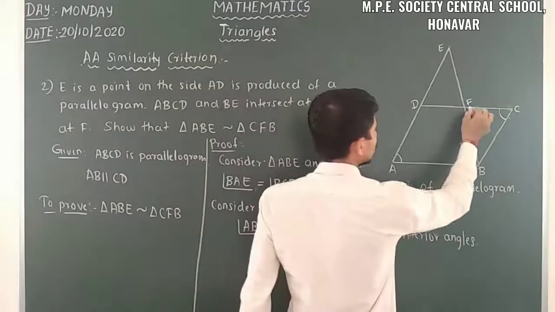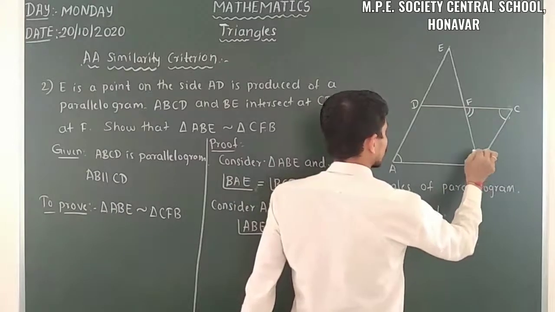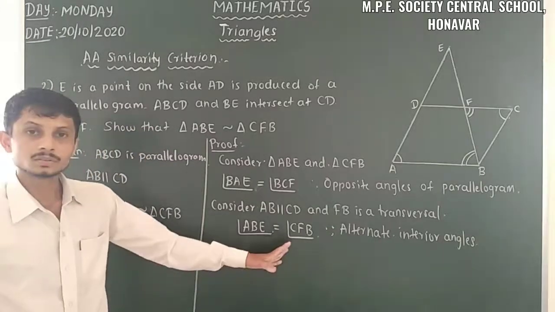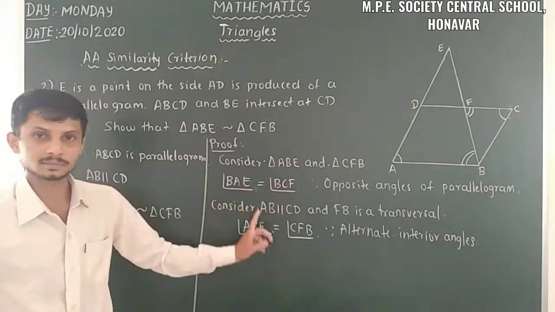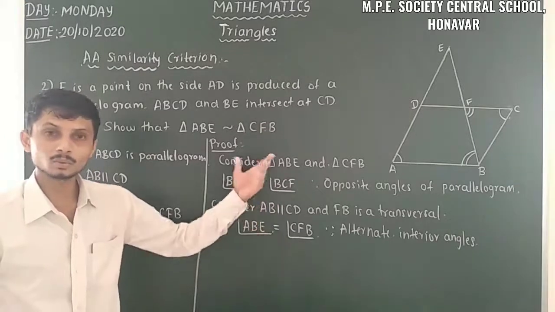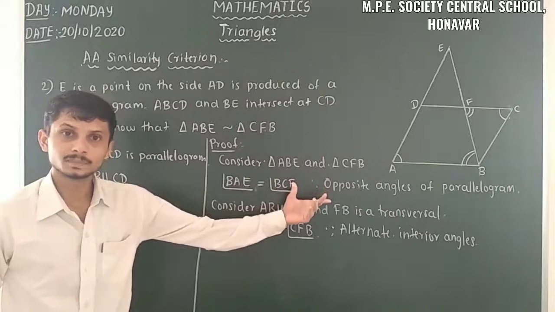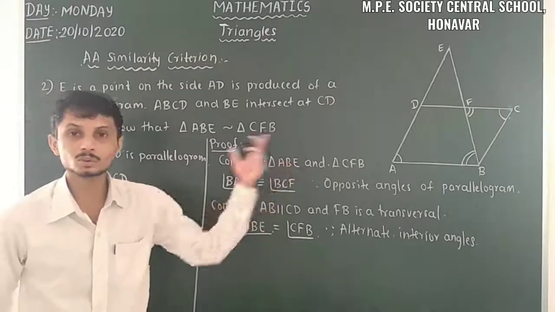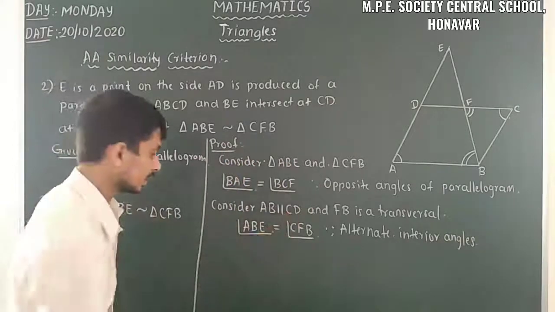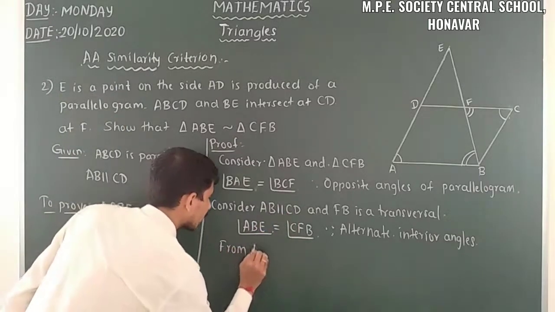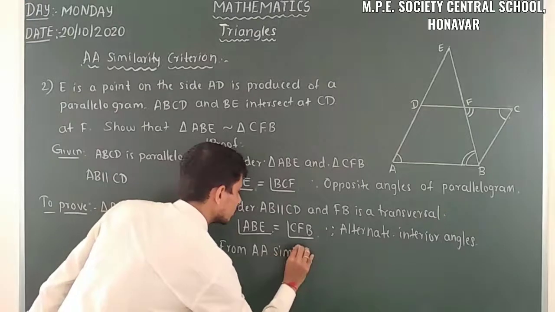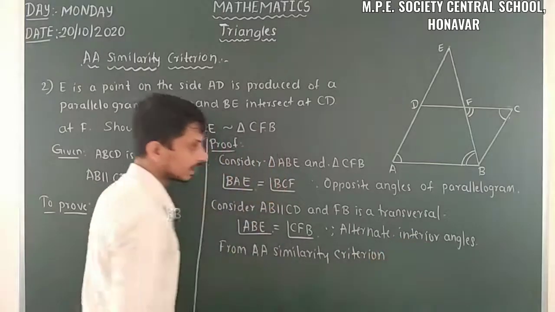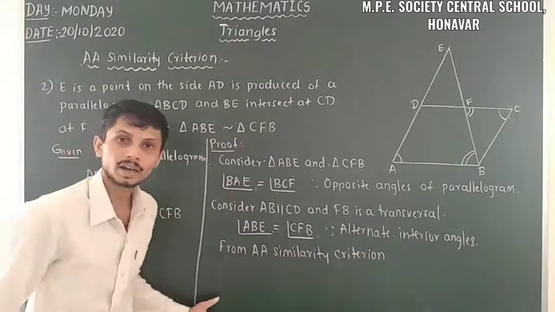So here we have those two equalities. These two are equal here. Just observe, we have two corresponding angles in the two triangles we consider. That means we can take the AA similarity criterion. From the AA similarity criterion we can say those two triangles are similar. So from the AA similarity criterion you can write the statement here.